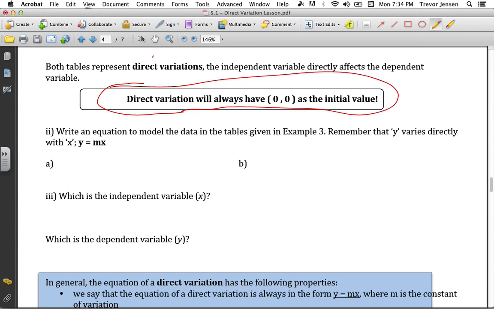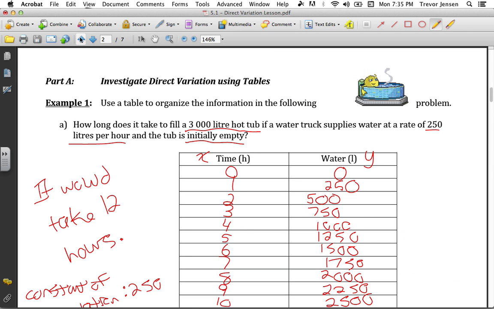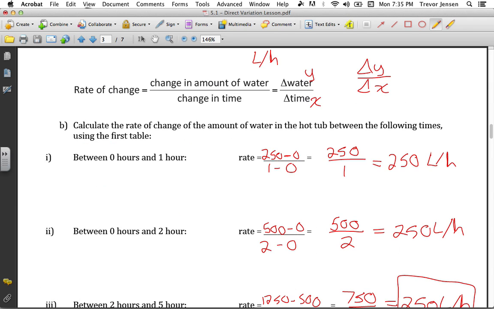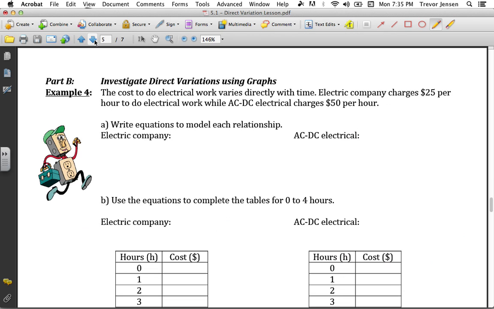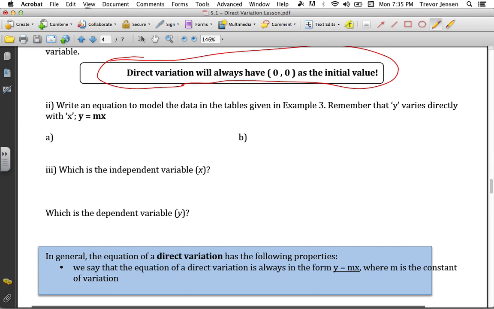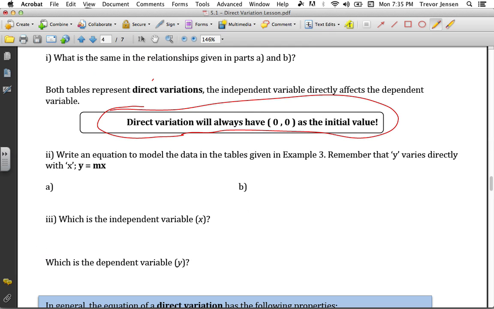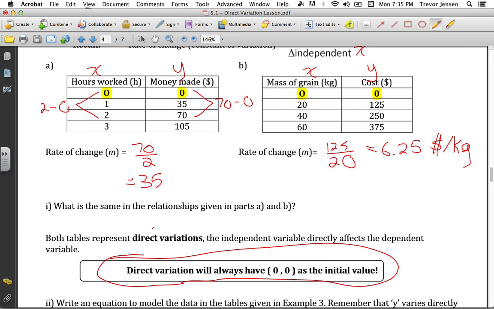Okay, now let's learn how to write the equation of a constant of variation. And if you remember when I told you the definition of a direct variation relationship, it is a relationship between variables in which one variable is a constant multiple of the other. That's why the equation of a direct variation relationship is y equals mx, because y is equal to the constant of variation m times the independent variable. Just like I showed you, I'll show you it here as well, okay?